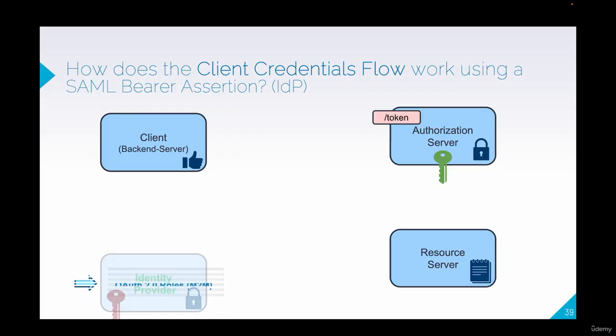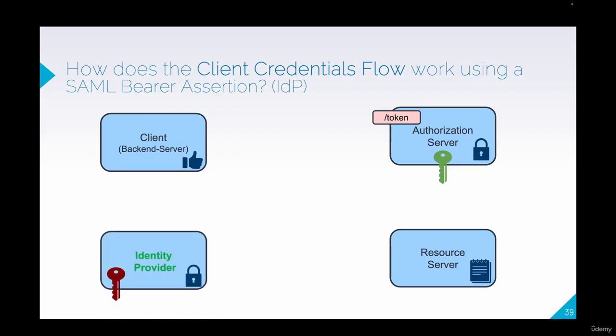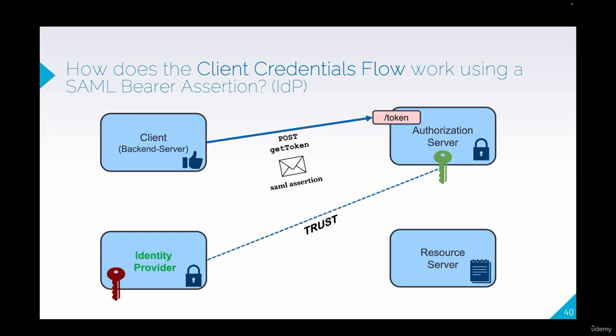Alternatively, the client can obtain the SAML assertion from a SAML identity provider instead of generating it locally. In this case, the client retrieves the SAML assertion from the identity provider and uses it for authentication with the authorization server. This approach requires a trust relationship between the identity provider and authorization server and includes configurations such as registering SAML metadata and exchanging certificates for signature verification.